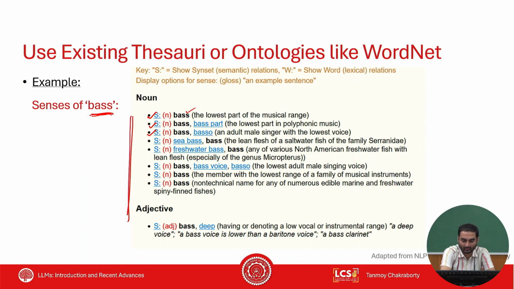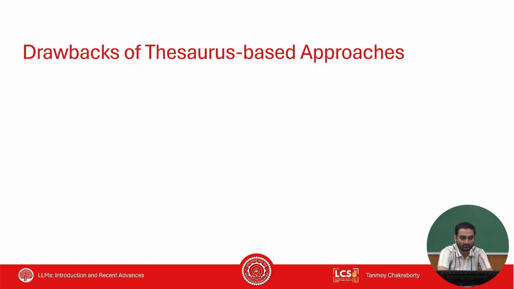If you look at every sense, there's this gloss. These are different glosses. So now one can say that we don't need one-hot encoding. I will just look at the WordNet, fetch the corresponding sense, and that will be sufficient, right? So what are the problems with this kind of thesaurus-based approach? Thesaurus means resource, right? Thesaurus-based approach or ontology-based approach.